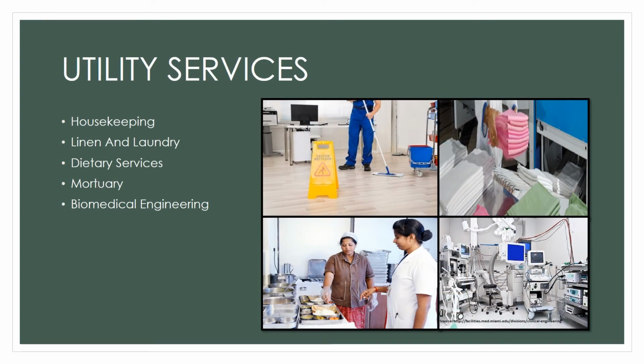Okay, so now I'll talk about the utility services. The first one is the housekeeping. In this particular service, the staff cleans the floors, cleans the windows, then cleans the toilets, and maintains a hygienic environment that is really very important for the hospital. The second one is the linen and laundry. In this service, all the linen is cleaned and pressed so that it can be used in different departments, in different wards. So this is what linen and laundry is.